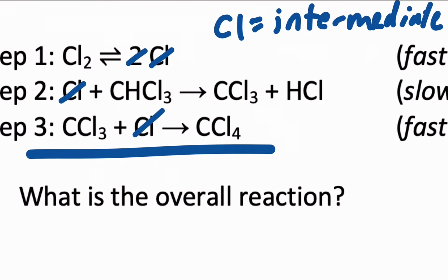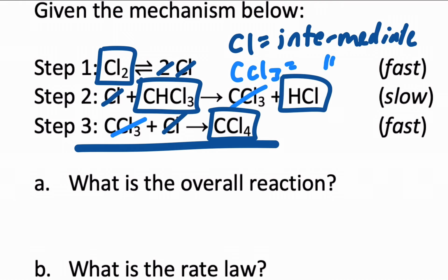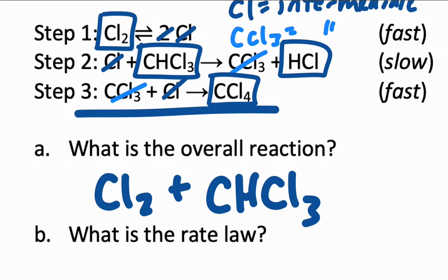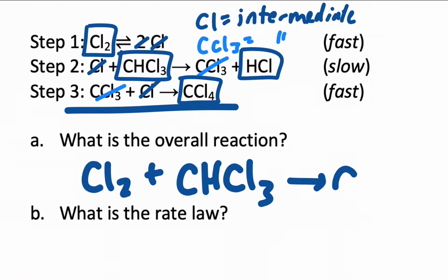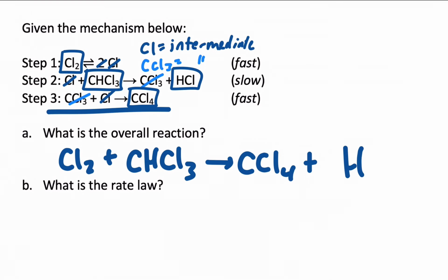We have another intermediate, the CCl3, which is also an intermediate in this reaction. When I do that and box out what's left, it looks like I have Cl2 plus chloroform makes carbon tetrachloride and HCl. So I'm just going to write that: Cl2 plus CHCl3 gives me a CCl4 and an HCl.